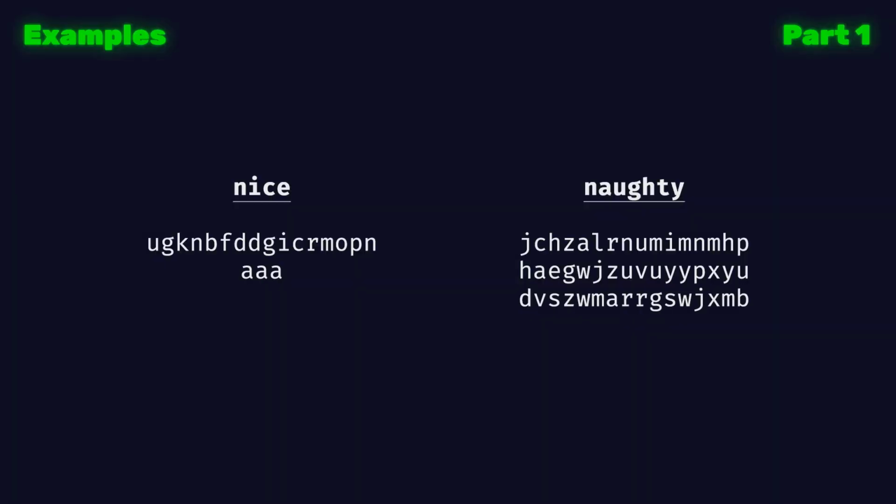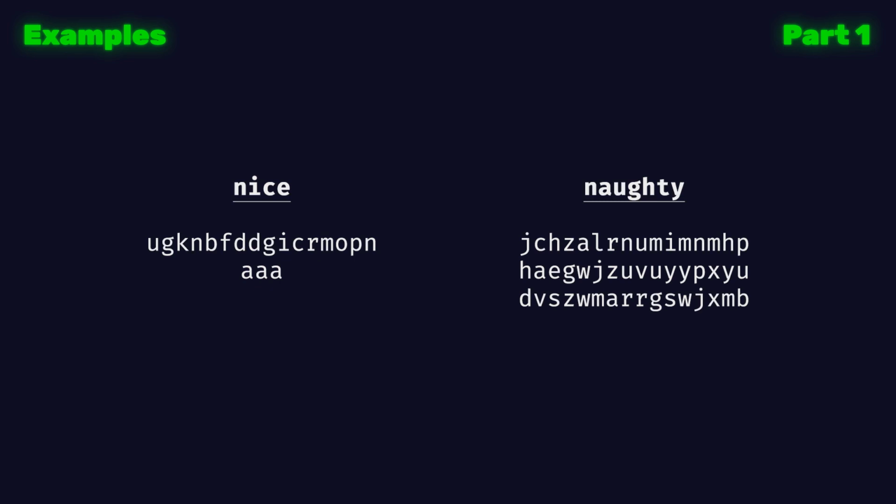Here we have a nice list and a naughty list. The first nice example is nice because it contains the vowels U, I, and O. It has a double D. And lastly, none of the forbidden pairs is present in the string. The next example, 3 times the letter A, is also nice. Again, it has 3 vowels. It has at least one pair of adjacent letters which are the same, and trivially it contains no forbidden substring.